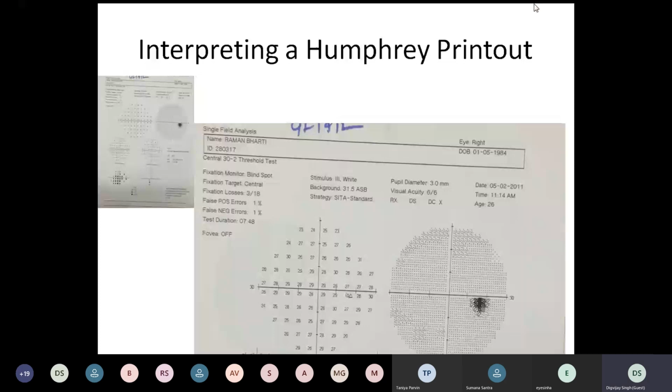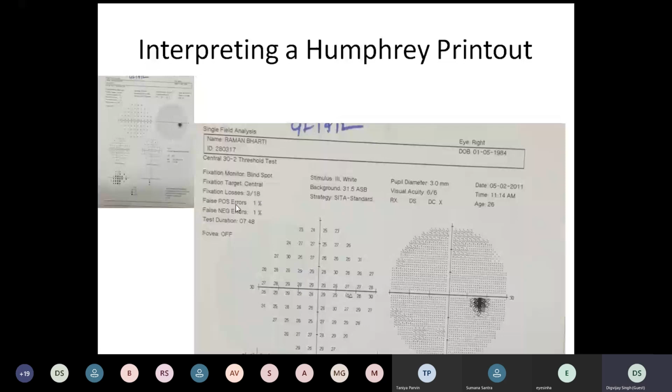The whole printout is on the left. Let's break it up into 2 parts. The top half looks something like this. You can see the patient demographic details, his age, the gender. The date of birth is very important because in these fields, we are actually comparing the patient's sensitivity with his age-matched controls. You also get something known as fixation losses, which you can see in the left column here.